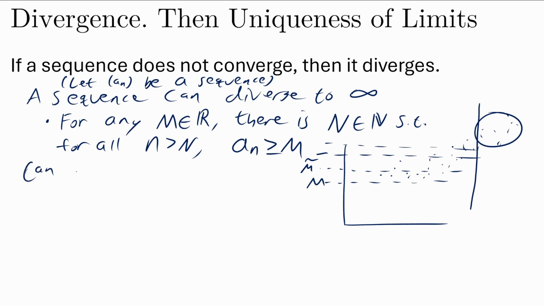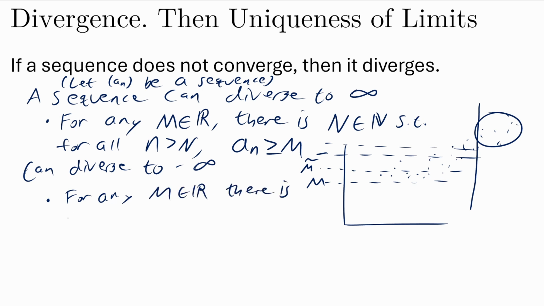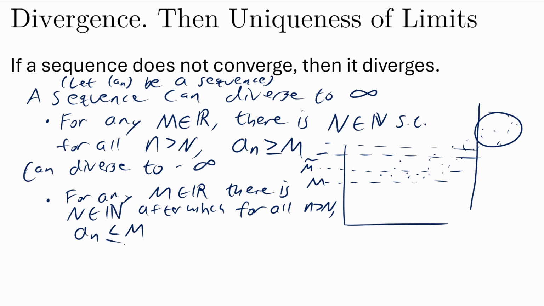Similarly, we can diverge to negative infinity. Pretty much the same thing. For any M in R, there is some threshold N after which, for all n bigger than N, all the a_n's are less than M. This can also be less than or equal to, doesn't matter. So the same thing, just upside down. If for any horizontal line we can pick, eventually all the terms are below that horizontal line, then we say this diverges to negative infinity.